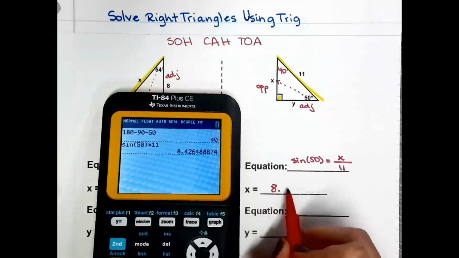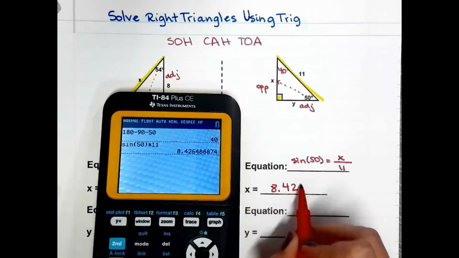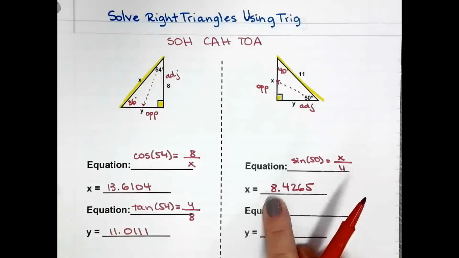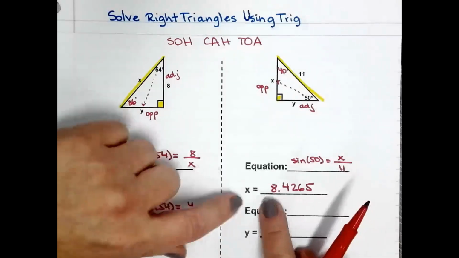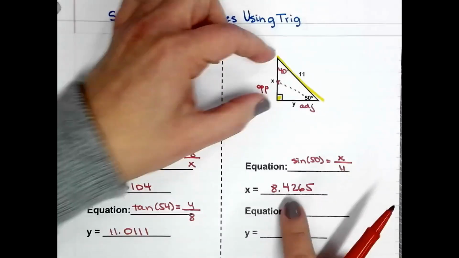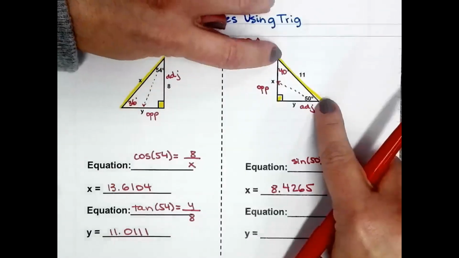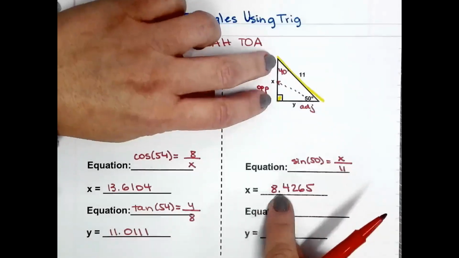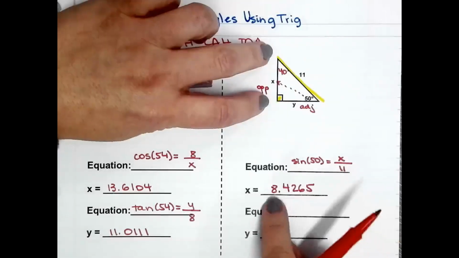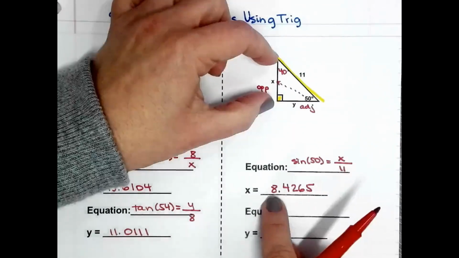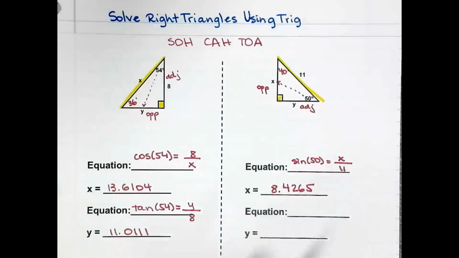8.4265. If you need to pause for a second and see what this really means, it's the length of this leg right there. The hypotenuse is always going to be the longest. So for x, since you got a number less than 11, you're on the right track. The length of this side is 8.4265.